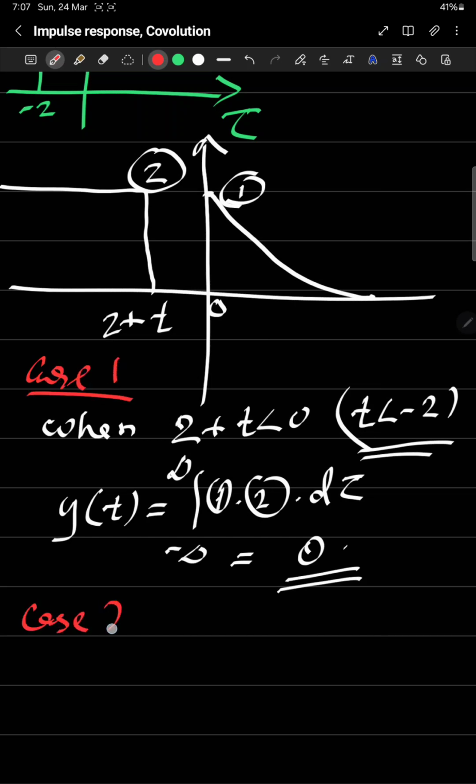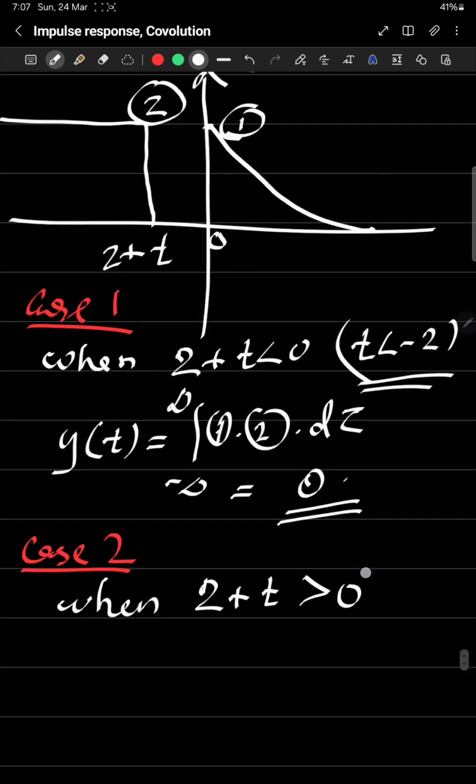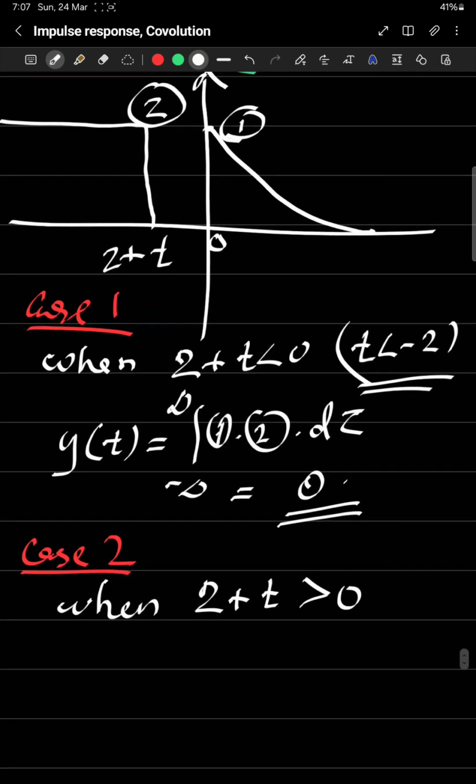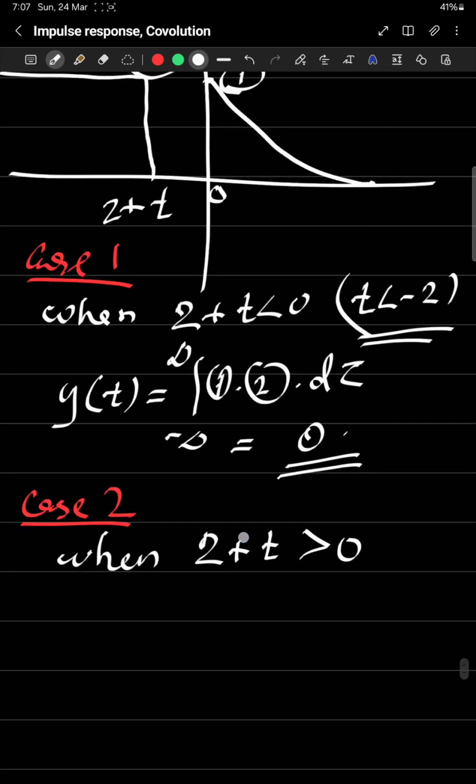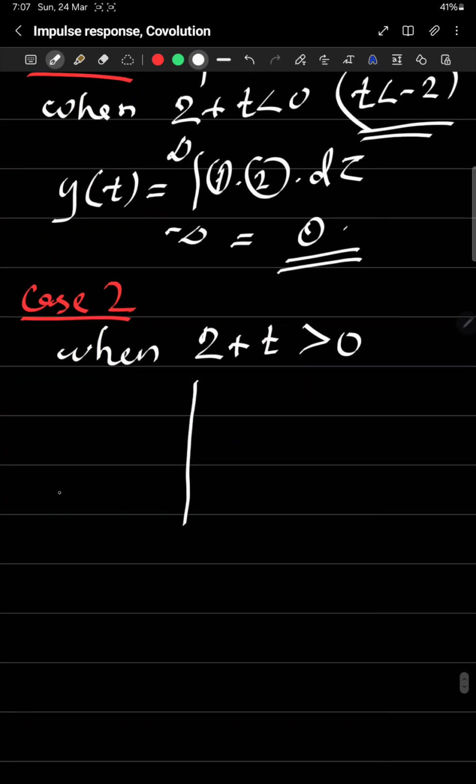Similarly, we have to look at the next case. We are actually sliding the second waveform over the first one. Whenever you cross 0, you can define case 2 like this. When 2 plus t is greater than 0, I think there are only 2 cases over here. Whenever it is greater than 0, you have one more product. I will draw that separately over here. When it is greater than 0, it may look like this.